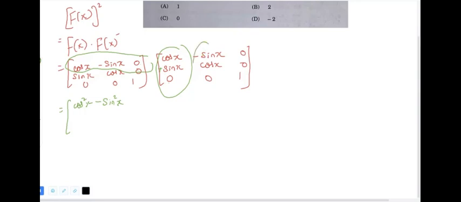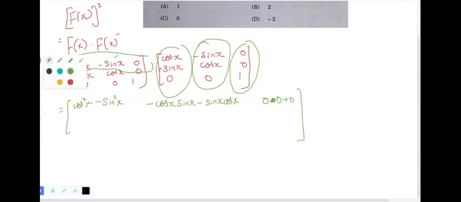Then first row, second column: cos x into minus sin x is minus cos x sin x, then sin x into cos x, giving again minus sin x cos x. Then 0 into 0 is 0. Then first row, third column: cos x into 0 is 0, sin x into 0 is 0, 0 into 1 is 0. So we have completed the first row and all three columns.